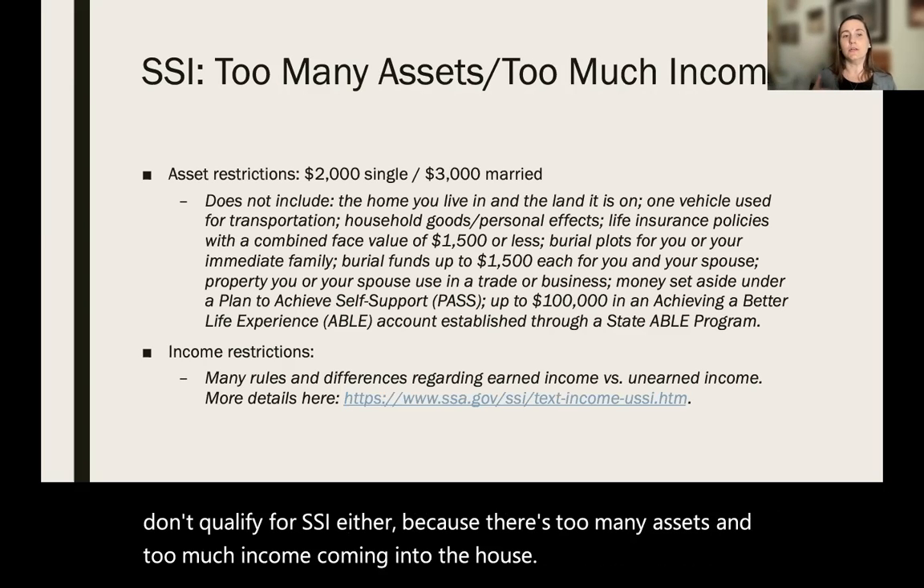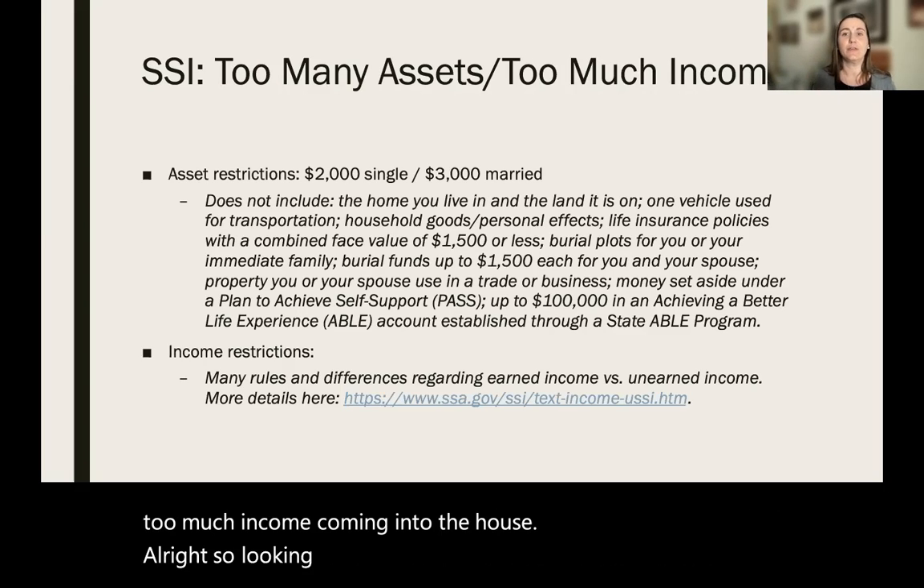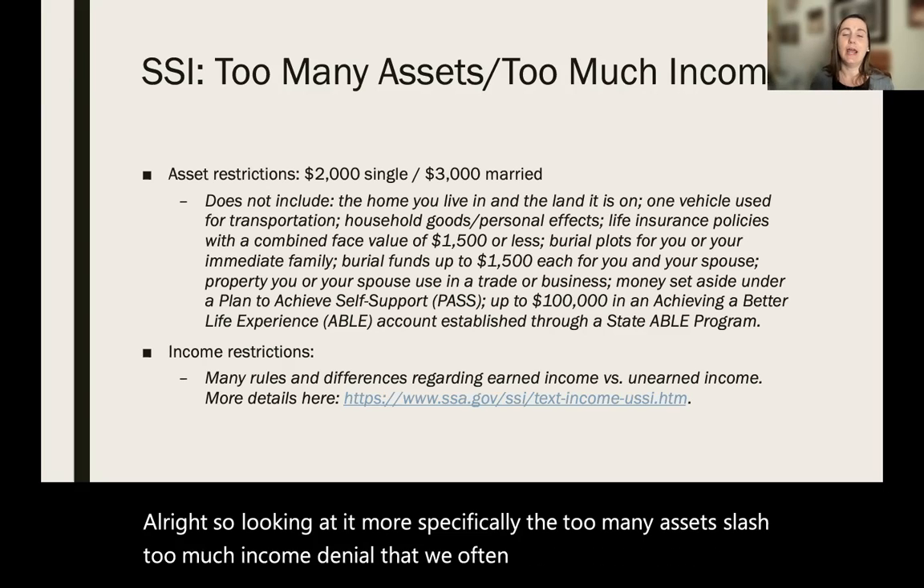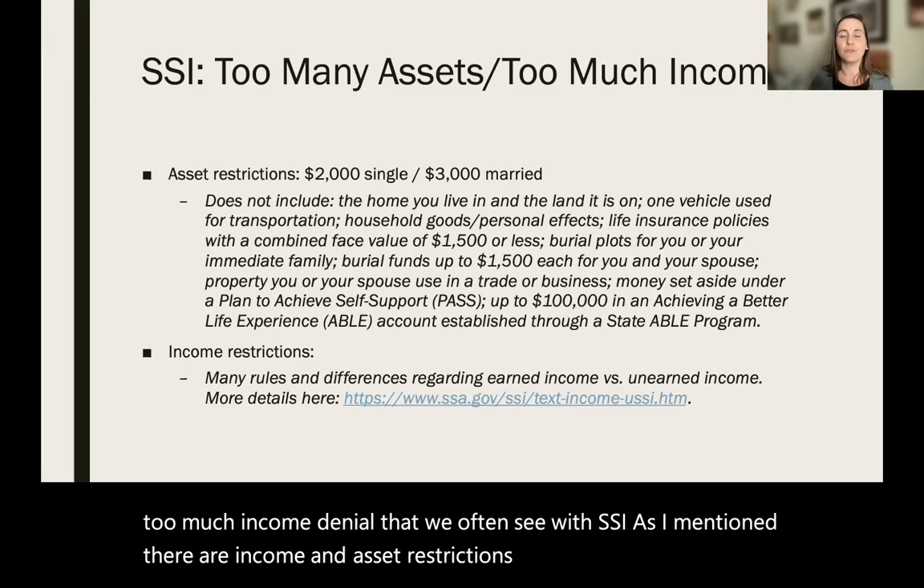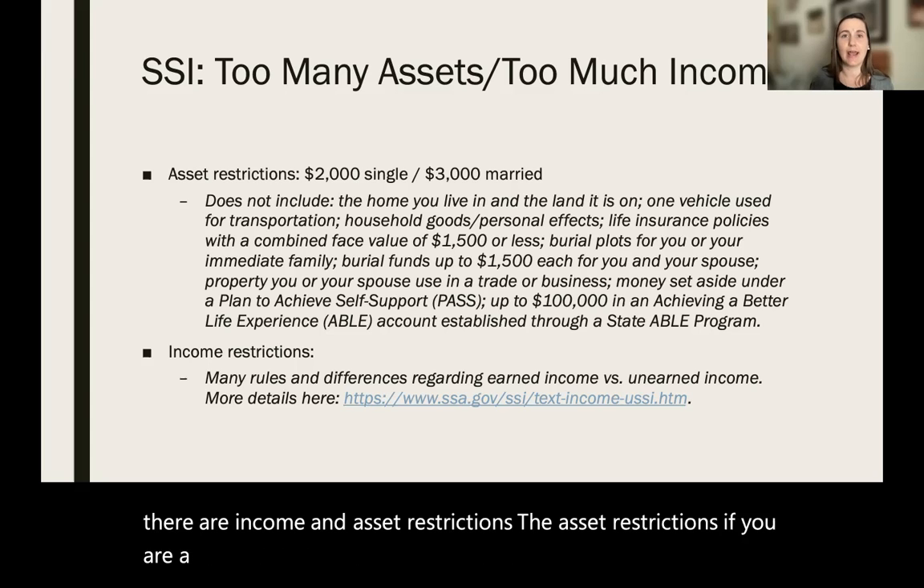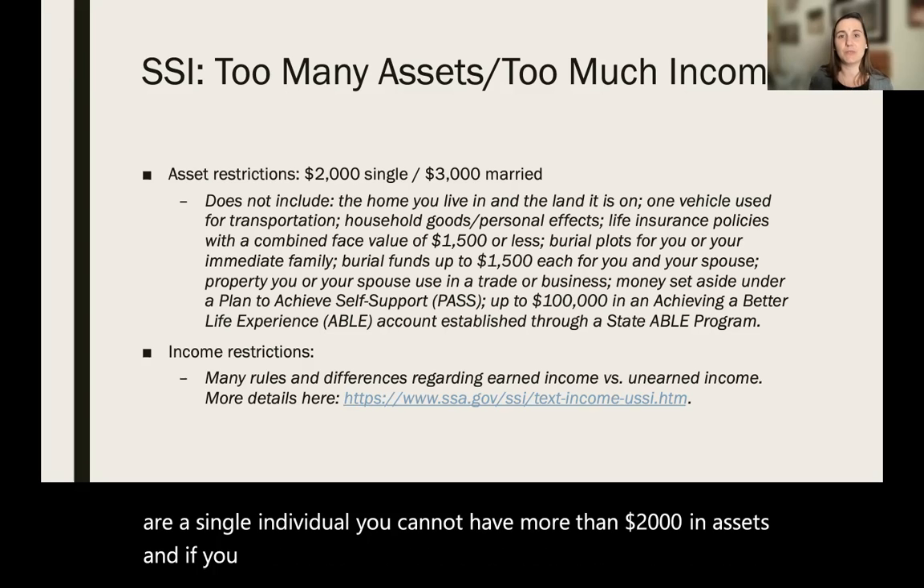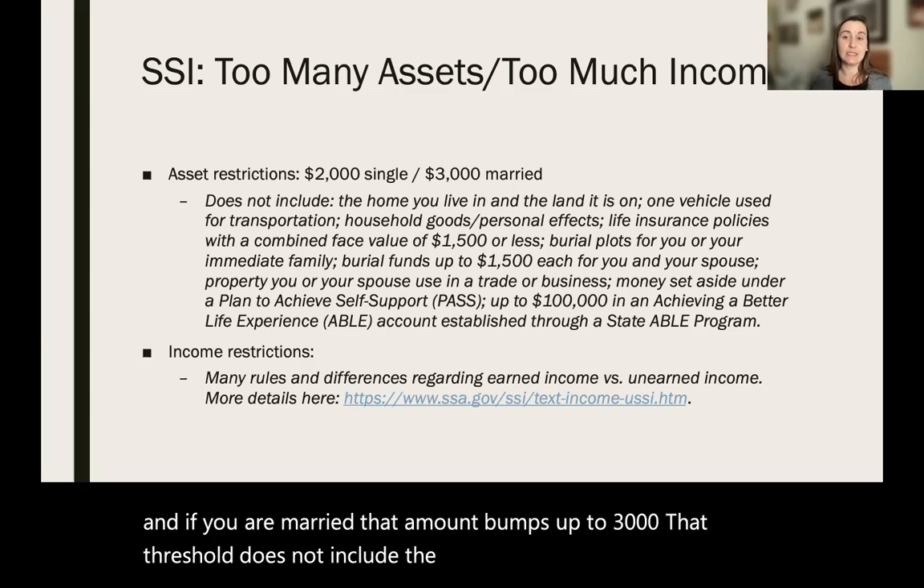All right, so looking at it more specifically, the too many assets / too much income denial that we often see with SSI, as I mentioned, there are income and asset restrictions. The asset restrictions, if you are a single individual, you cannot have more than $2,000 in assets. And if you are married, that amount bumps up to $3,000. That threshold does not include the home you live in and the land it is on.